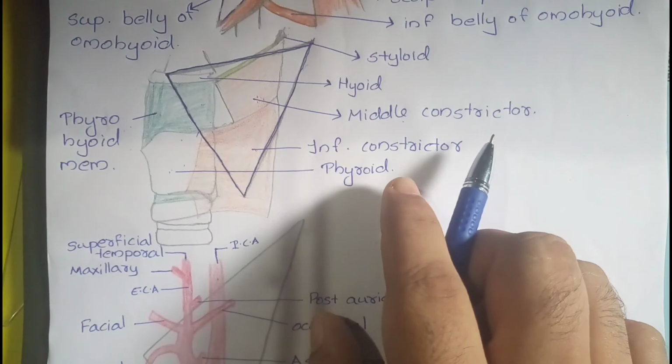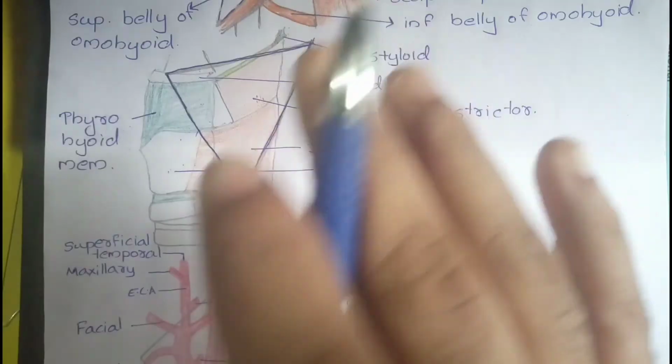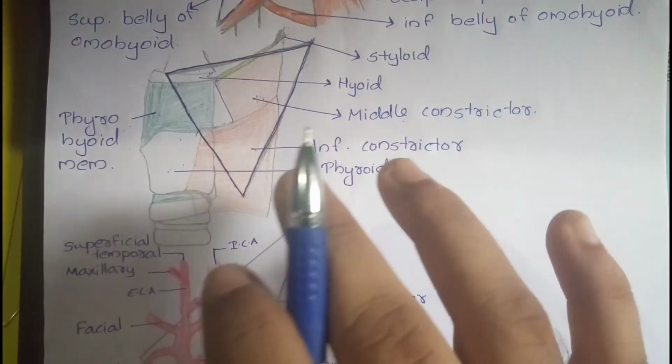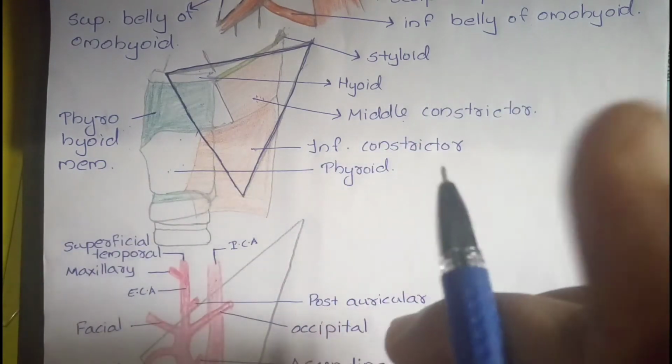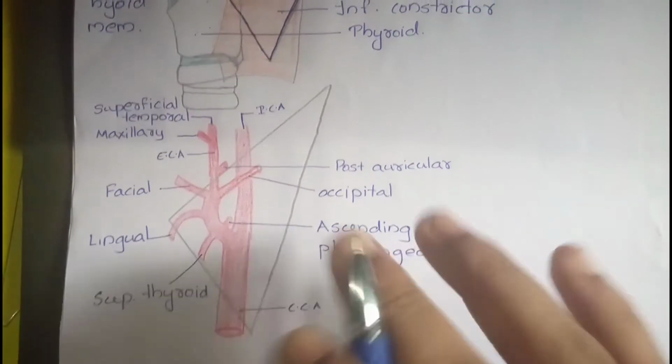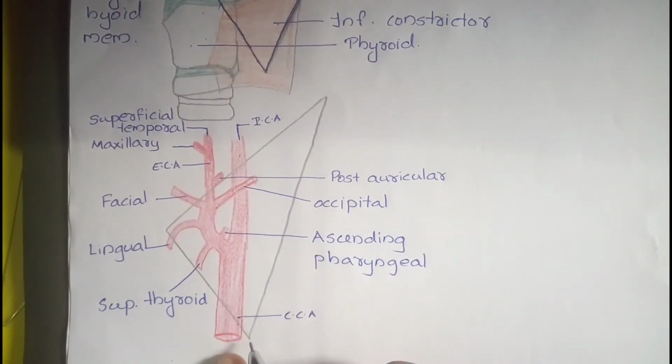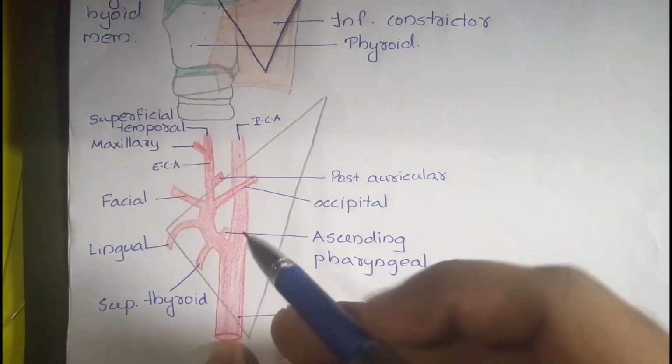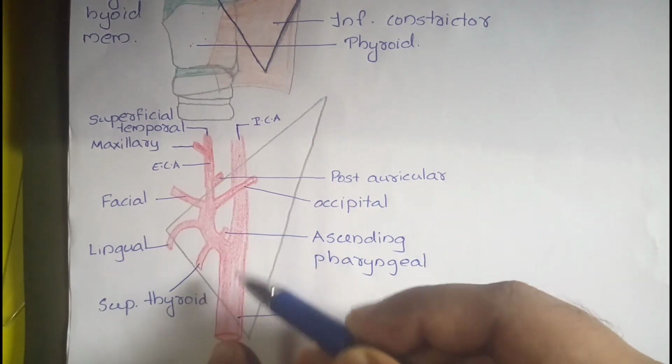Now we have completed the boundaries of the carotid triangle. Now let's move on to the contents of the carotid triangle. This diagram is only showing the arteries that are present in the carotid triangle. Now let's look into the arteries that are present in the carotid triangle.